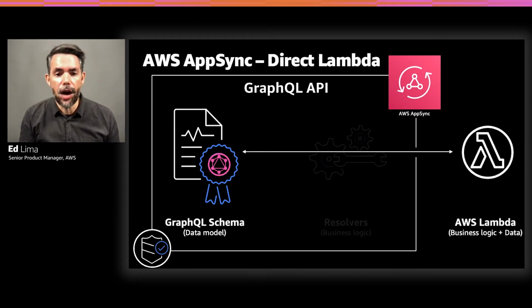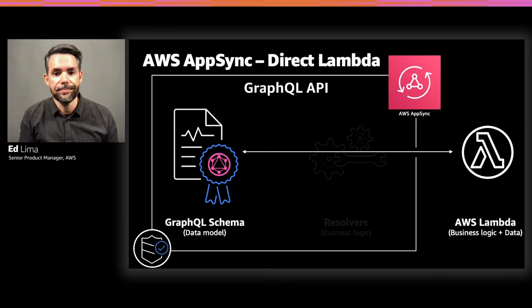AppSync leverages VTL, or Apache Velocity Templates, to provide a lean and fast compute runtime layer to resolve GraphQL queries or fields. It uses VTL internally to translate GraphQL requests from clients into a request to a data source, as well as the response. You can also use direct Lambda resolvers, which make VTL templates optional when integrating AppSync with Lambda. Direct Lambda resolvers make it easier to work with Lambda and GraphQL and AWS, giving you more flexibility when developing GraphQL resolvers on AppSync with Lambda data sources, using your programming language of choice to define a GraphQL resolver business logic.